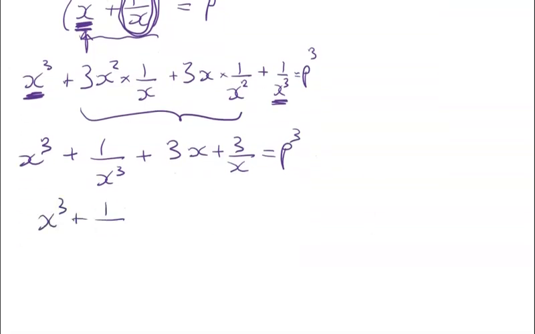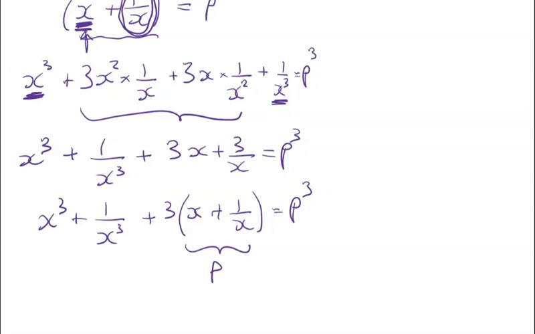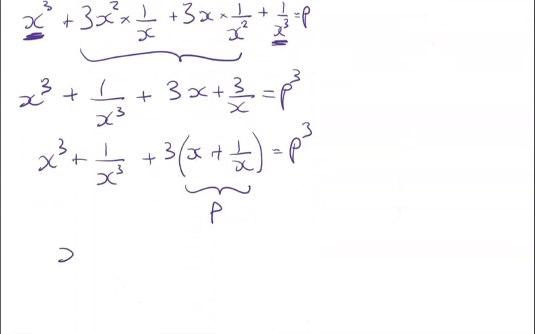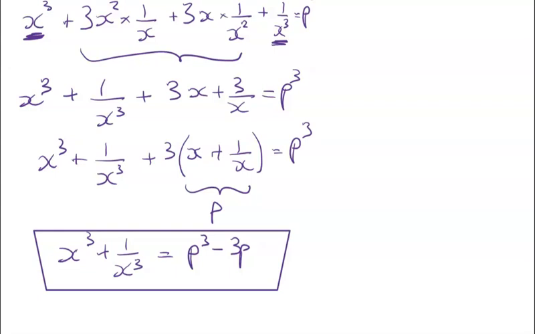Now we have x cubed plus 1 over x cubed plus 3 times x plus 1 over x gives me p cubed. And we know that that's what p was given to us as right back at the start. So overall we have x cubed plus 1 over x cubed is equal to p cubed minus 3p. And that's what we had to show.